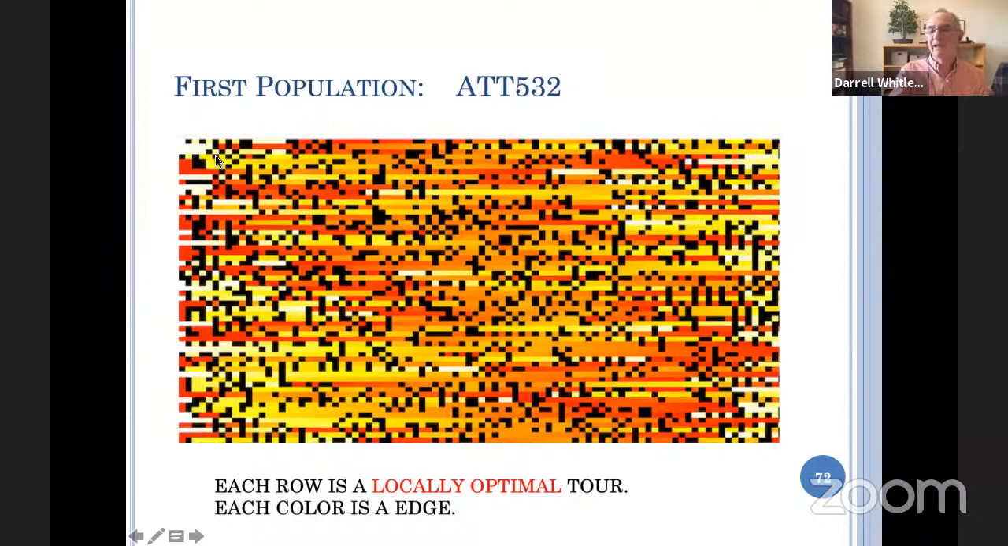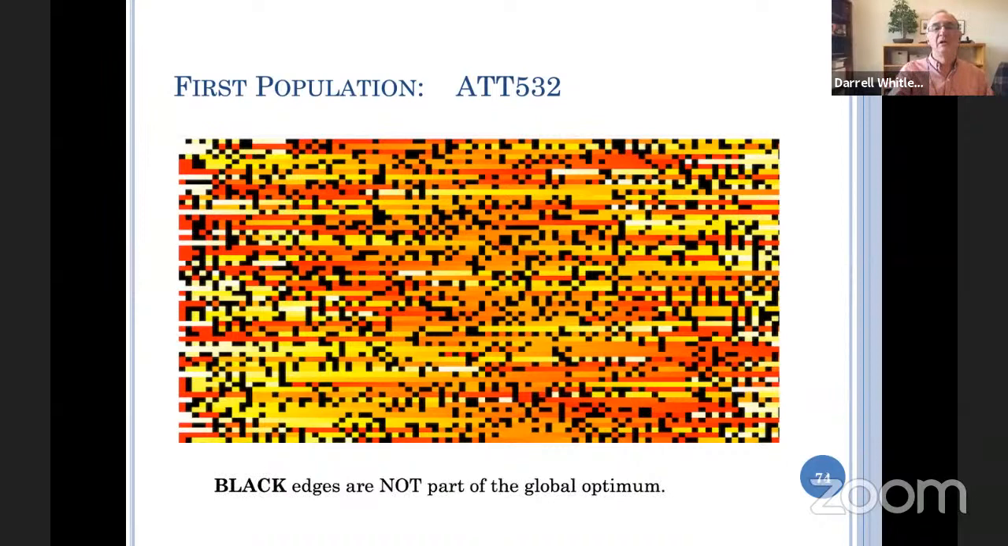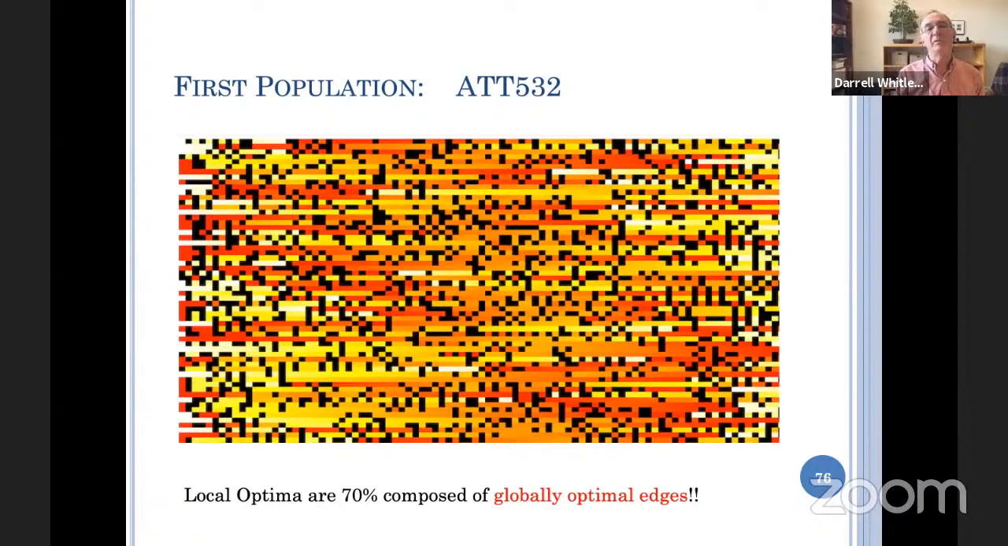And I want to thank again my PhD student, Swetha Varadarajan, and Gabriella, for working on this and generating some of the visualizations. So the black edges are edges that are not part of the global optimum, but the colored edges are edges in these local optima that are also found in the global optimum. So the surprising thing is that the local optima are comprised of about 70% globally optimal edges. So that means we just need to pull out all of the colorful bits here and try to get rid of the black parts. And if we can do that, we arrive at a global optimum.